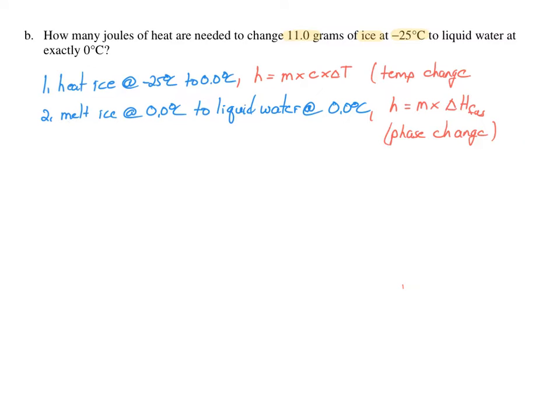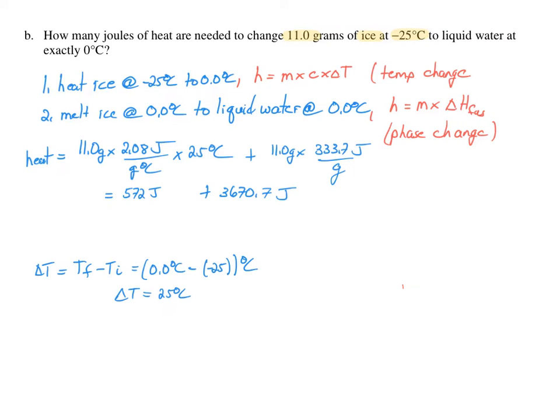The second step is we're going to melt the ice from 0 degrees C to liquid water at 0 degrees C. It's a phase change. So the heat is the mass times the enthalpy of fusion. All right, here's the setup.